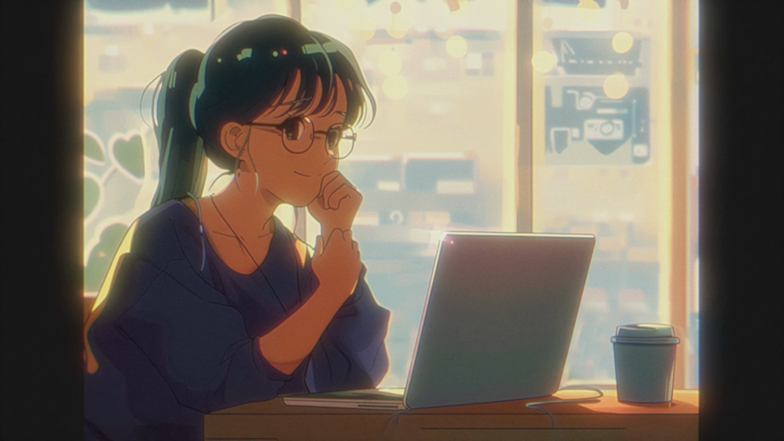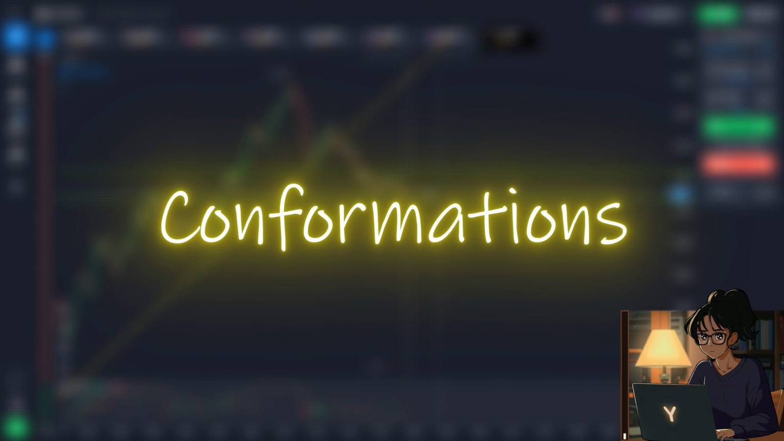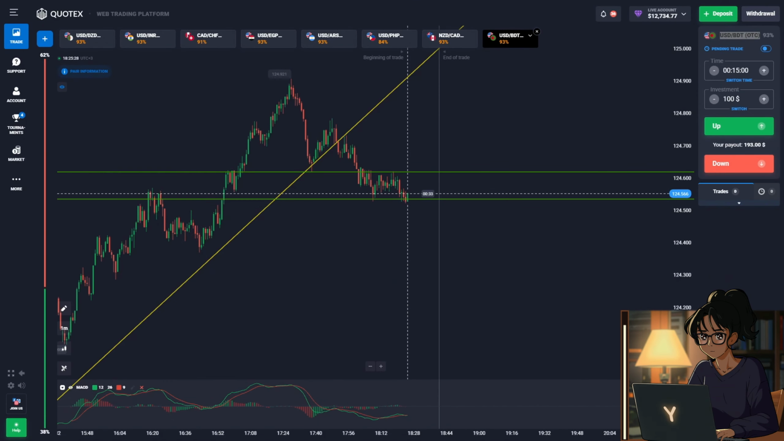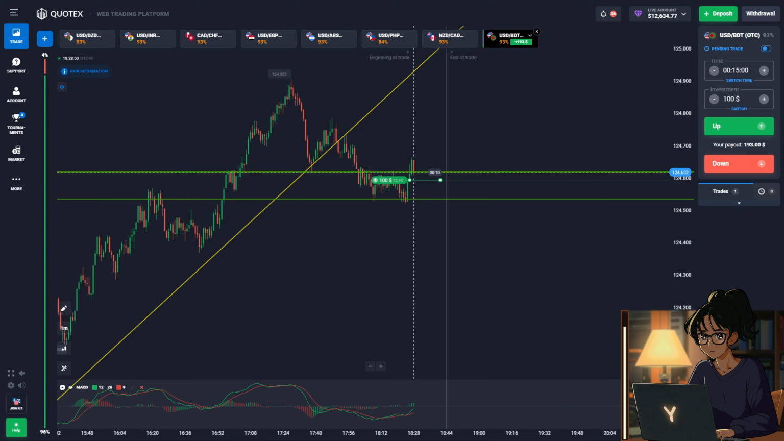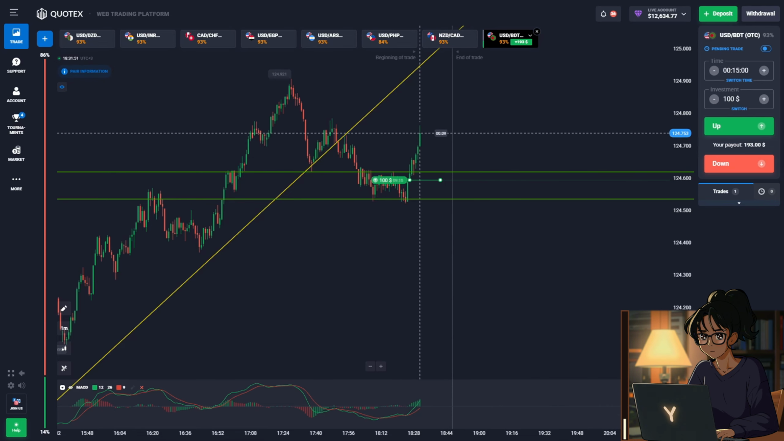Step 3. Look for confirmations. Before you enter, you need confirmation. First, check the candles. If strong candles appear in the direction of the trend after the pullback, that's a great sign. It shows the market is active again, price is ready to move.